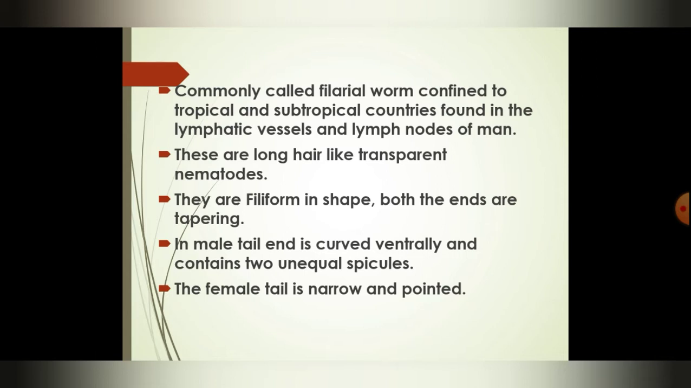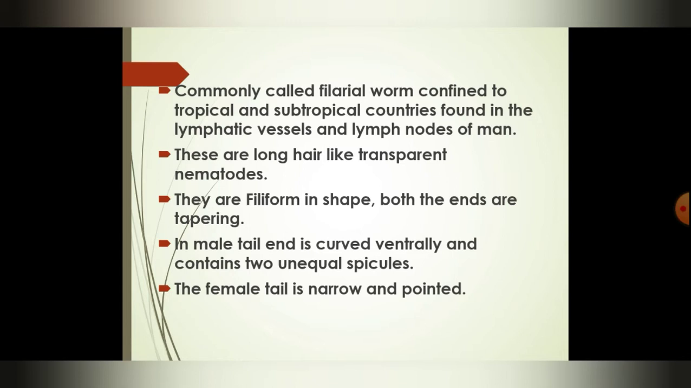Okay, and the place where it is seen is tropical and subtropical countries, and it is found in the lymphatic vessels and the lymph nodes of a man. You know, lymph is a white liquid. I can say white blood, which is rich with antibodies and white blood cells. So it is seen usually in the lymphatic vessels and the lymph nodes of a man.